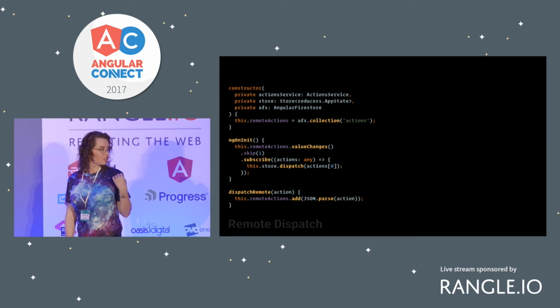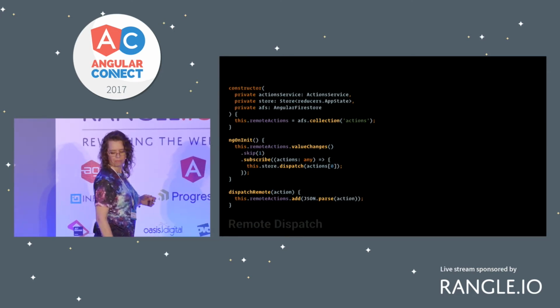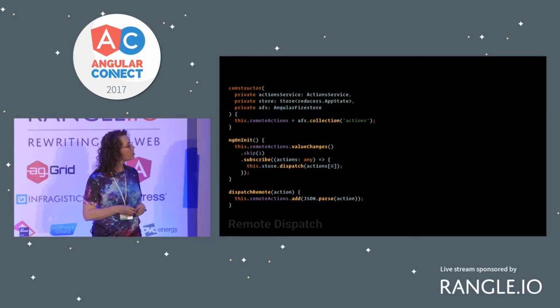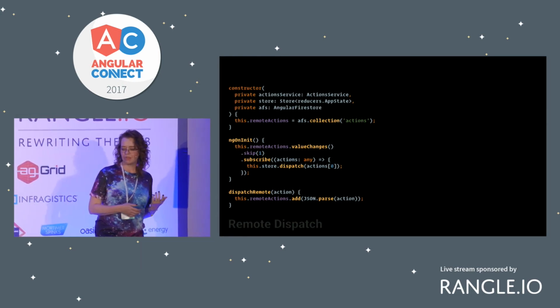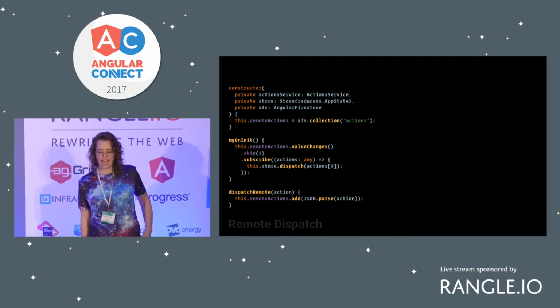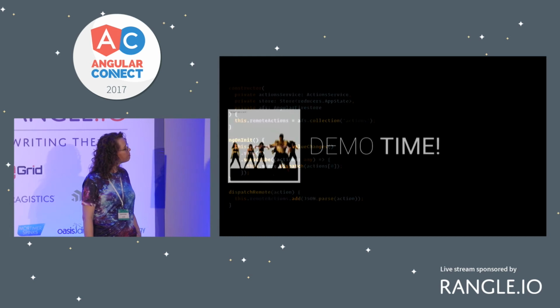Here's the code. We've injected Angular Firestore, which is a great Firebase client for Angular. Then we subscribe to the remote actions observable, which we automatically dispatch to our store. Lastly, we have dispatch remote, which allows us to add new actions to the remote actions observable.